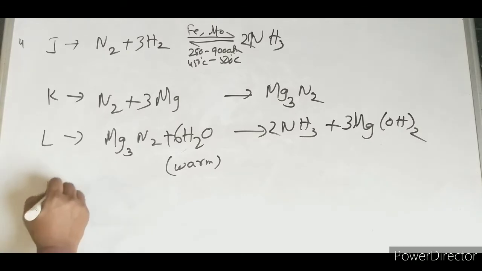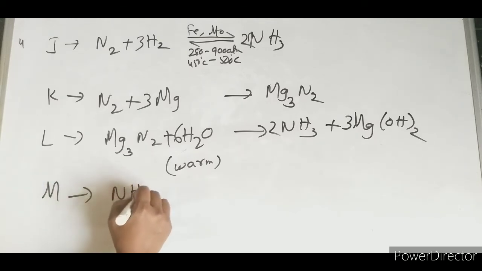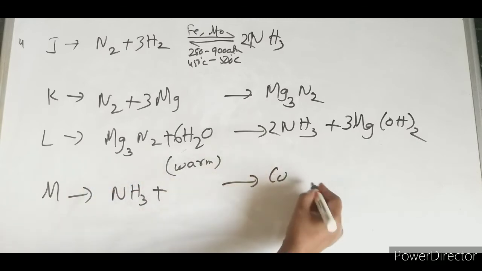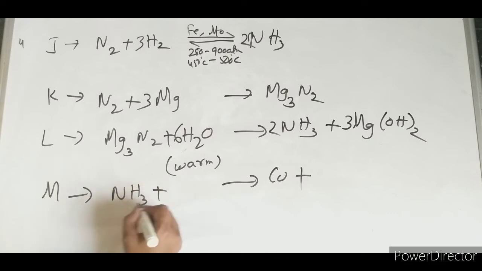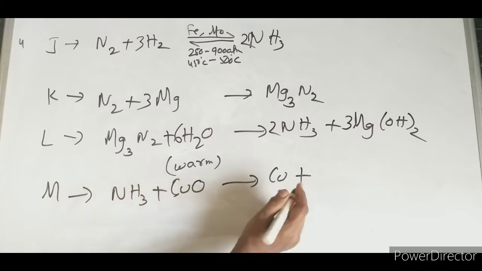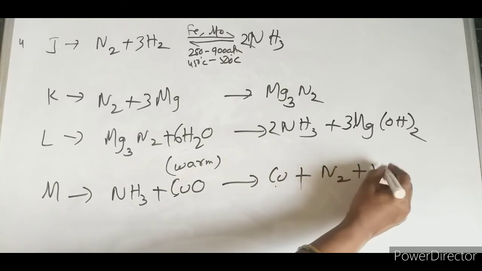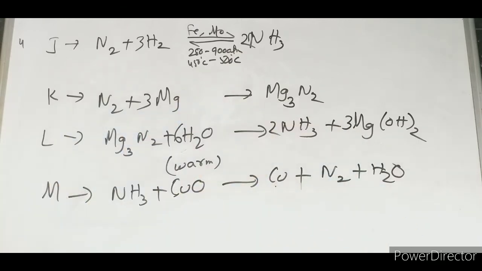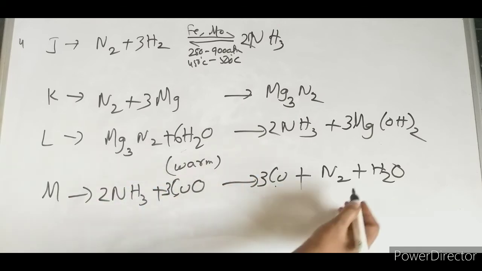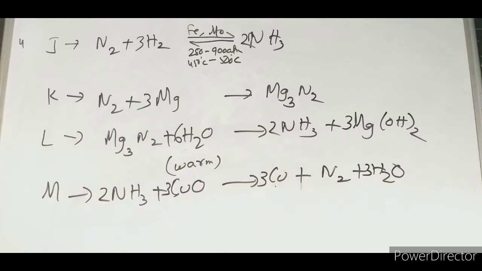Then let us go for M. What is M given? M is the same thing we have done already. Ammonia reacting with something gives rise to copper. So what is it? Here with copper oxide, ammonia with copper oxide gives rise to copper, nitrogen and water. Okay, so here what to write? Here nitrogen N2, we have to balance. So here 2 ammonia, 3 copper oxide, 3 copper, 3 water and nitrogen.